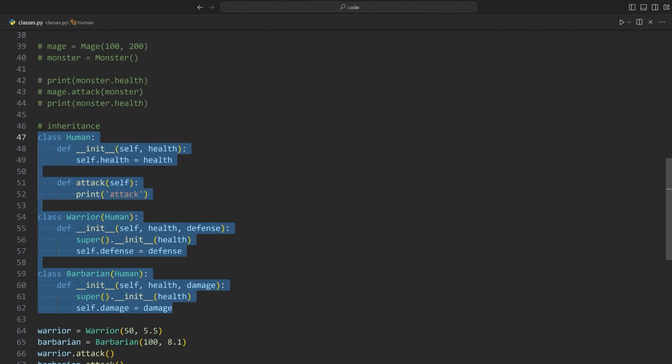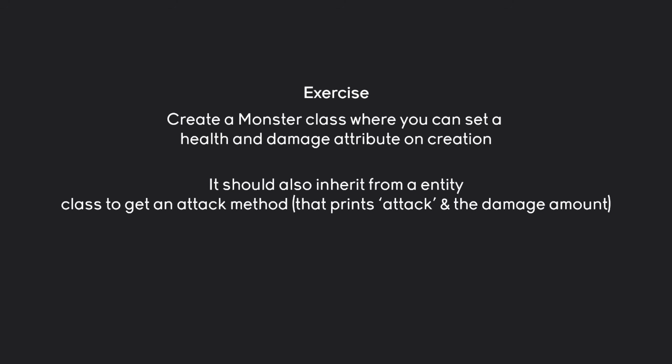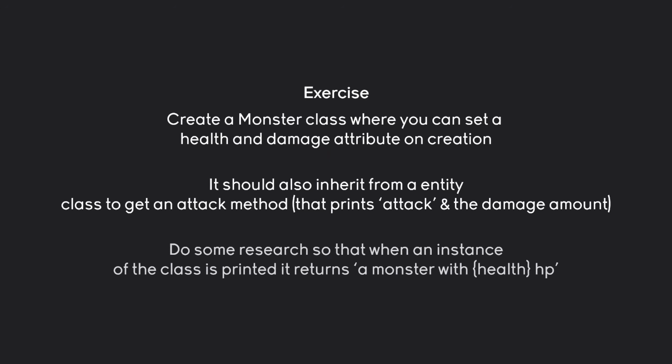As a matter of fact, let's do an exercise. I want you guys to create a monster class where you can set a health and a damage attribute on creation. On top of that, this monster class should inherit from some kind of entity class to get the attack method. The attack method should print attack and the damage amount, the one that you have set earlier. Finally, I want you guys to do some research so that when you're passing an instance of the class into the print function, it should return a monster with X amount of HP. Health should be generated dynamically in there. That should be quite a bit of work. Pause the video now and see how far you get.